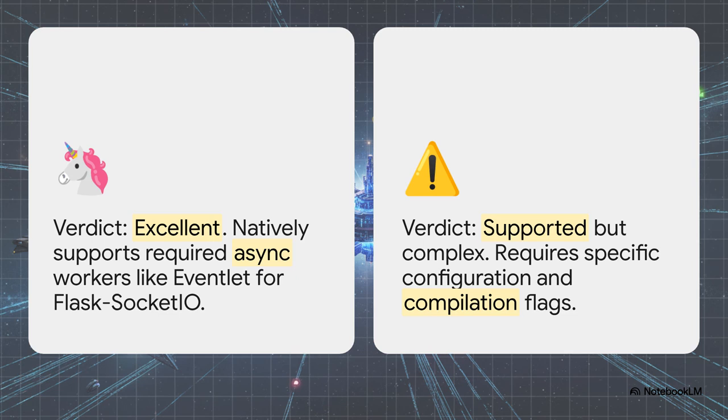Seriously, it's designed from the ground up to work beautifully with the special asynchronous libraries that Flask-SocketIO needs to function. Now, can you get uWSGI to work? Yes, you can, but it often means dealing with complicated configurations and custom installations. For your own sanity and for a stable app, Gunicorn is absolutely the way to go.